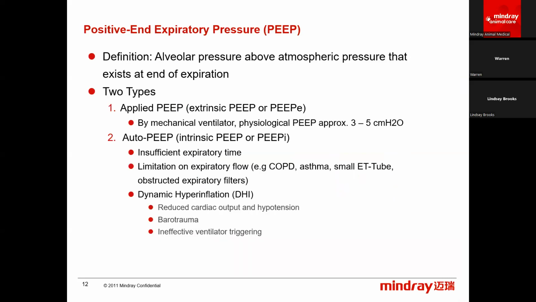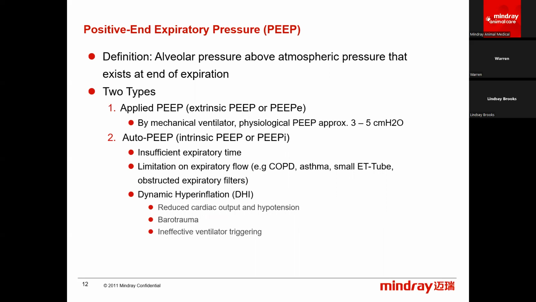Like I said, it's additional alveolar pressure that exists at the end of expiration. There are 2 types. There's applied PEEP, which is us putting 3 to 5 centimeters of water as our PEEP setting, just to help our patient be a little more comfortable as they're expanding their lungs, with less volume to travel. And then there's auto PEEP, which can also be called intrinsic PEEP. This will happen by accident. This is happening without us actively trying to have PEEP.